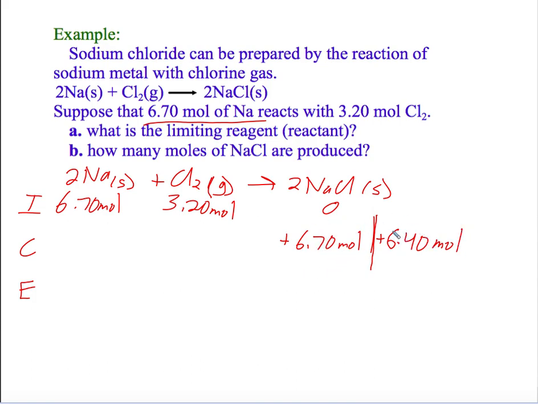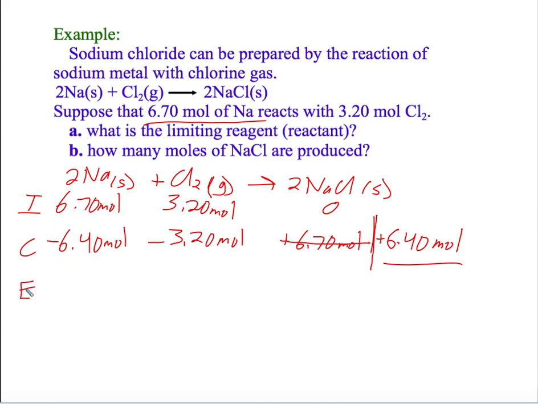So because this is smaller, I'm going to use up all of the chlorine. So I know over here for my change in this one is going to be minus 3.20 moles. And because this is smaller, I'm going to cross this one off on this side so I don't use it. Now I have to figure out how much of this sodium I'm going to use if I use up all the chlorine. So again, this is a 1:2 ratio.